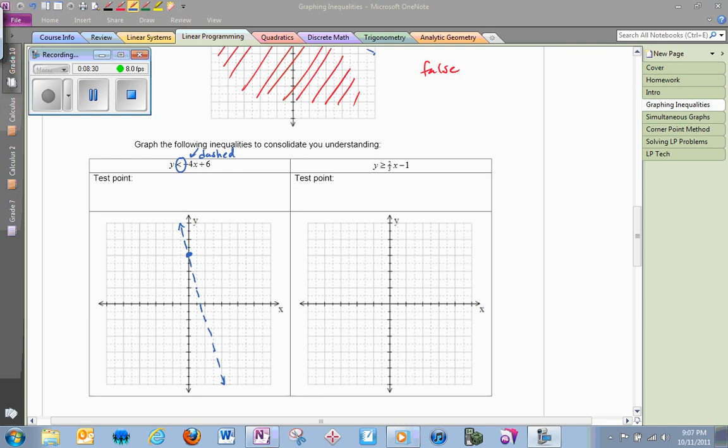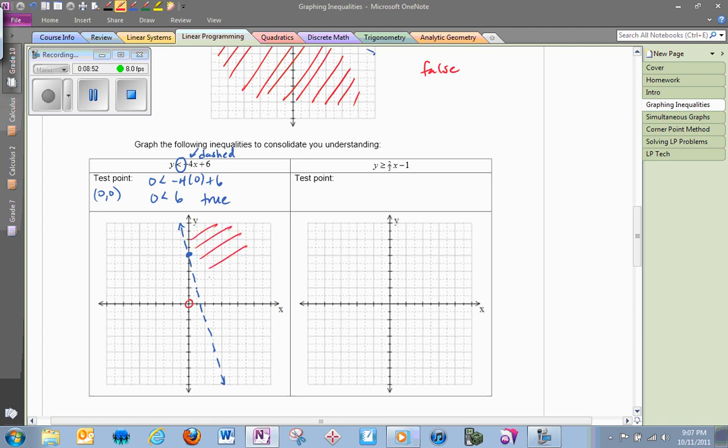I'm going to pick my test point. Again, the best test point that I can pick is 0, 0. So I say 0 is less than -4 times 0 plus 6. So 0 is less than 6. That's true. So that means I'm going to shade the side where 0, 0 is not. So 0, 0 is here. That was true, so I'm going to shade above the line.